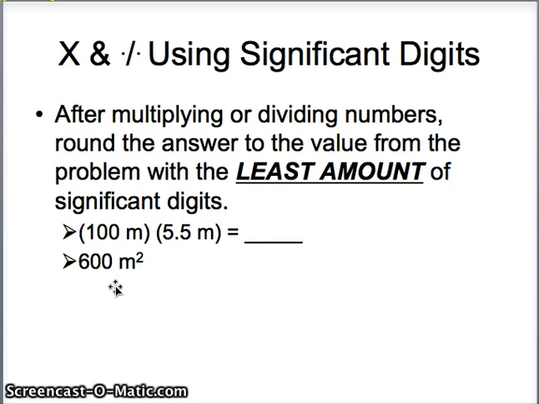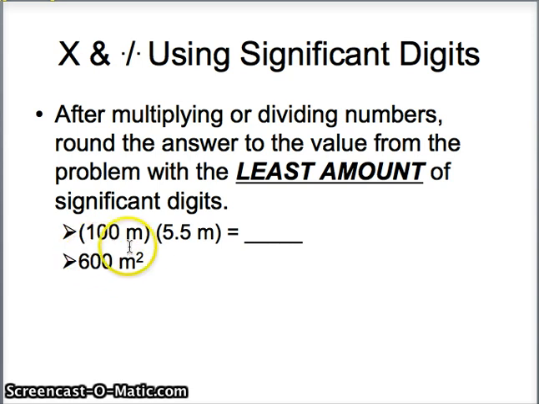Now, multiplying or dividing significant digits. Yeah, this is my division sign. I couldn't find it on the computer, so I have dots and stuff. Anyways, when you're multiplying or dividing numbers, you round the answer to the value from the problem with the least amount of significant digits. This is where those 4 rules for significant digits come in handy. If you're multiplying 100 meters times 5.5 meters, you'll really need to know how to determine the number of significant digits, because for multiplying and dividing, we're looking at the least amount.